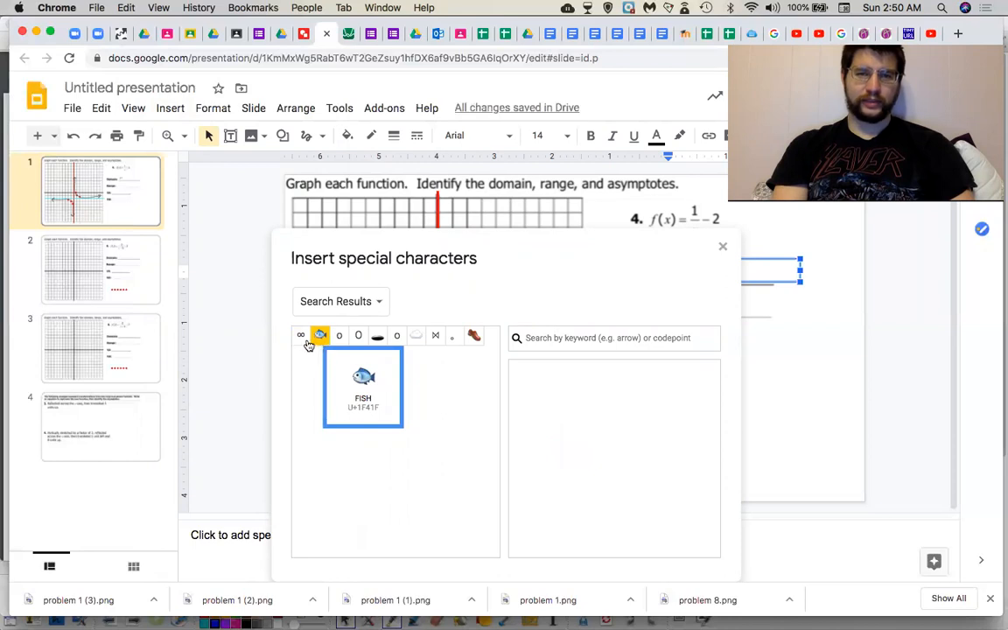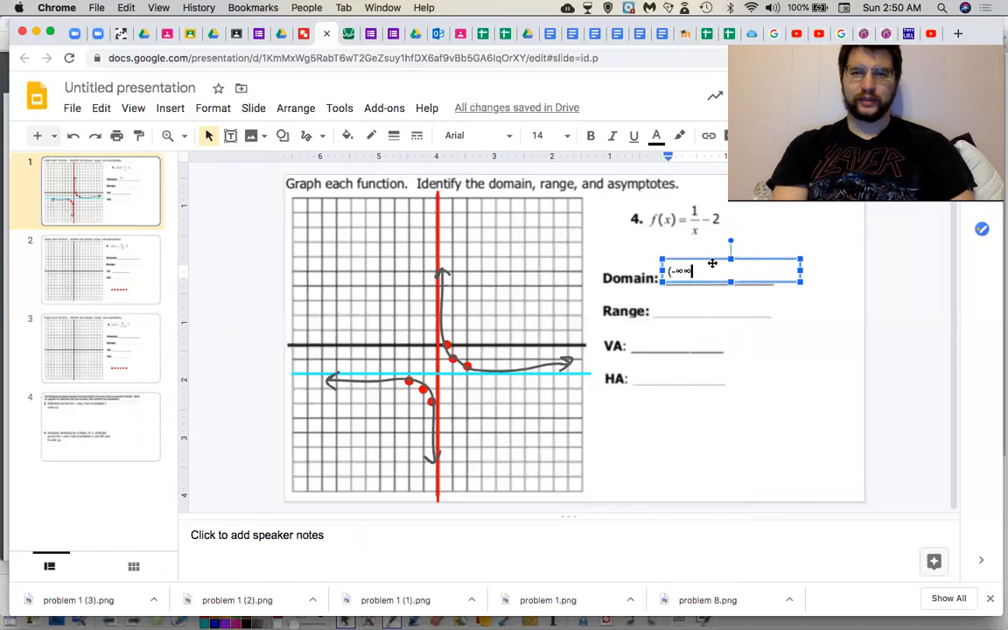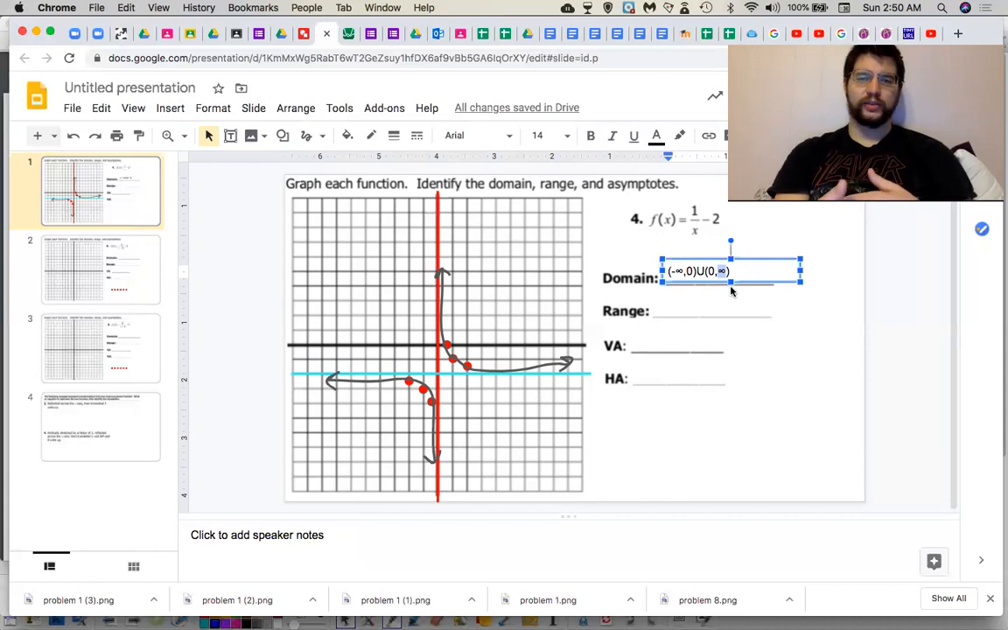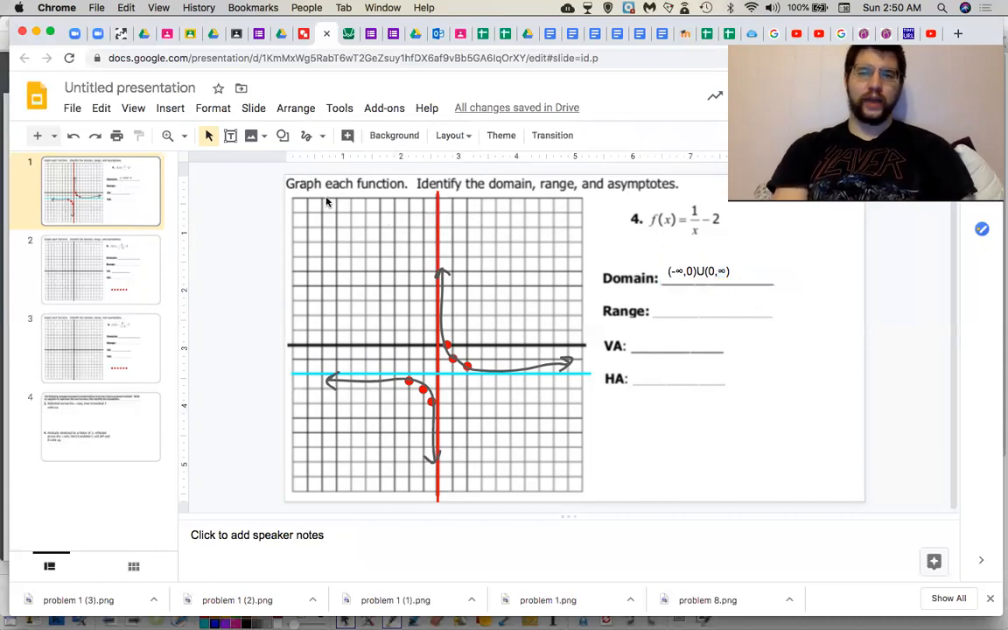I guess that looks like a fish too to some people. So click that. I think I clicked it twice. I did. Negative infinity to 0. And you can just use U for union. 0 to infinity. And here's a trick. Control C or Command C, or I don't know about Chromebooks, but Control C for Windows computers, Command C for Mac computers will get you to copy that.